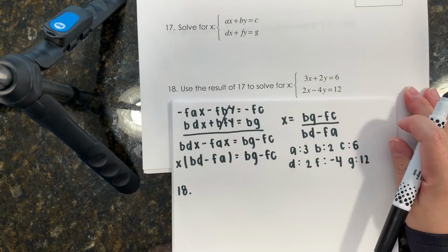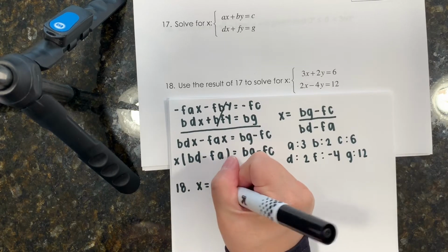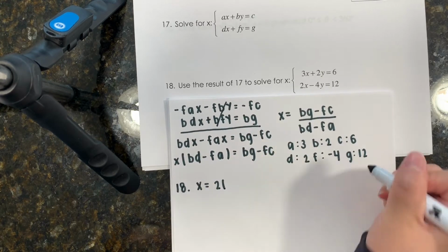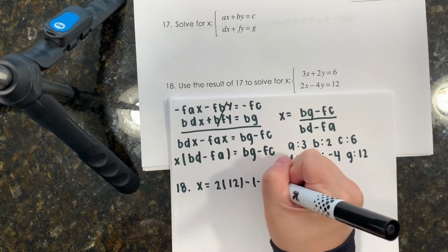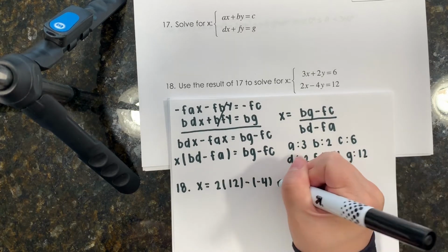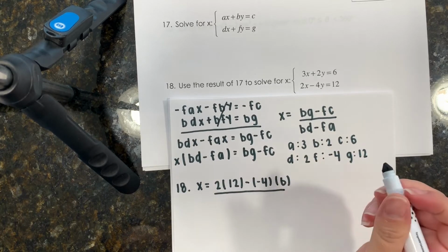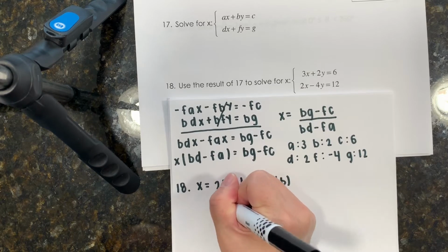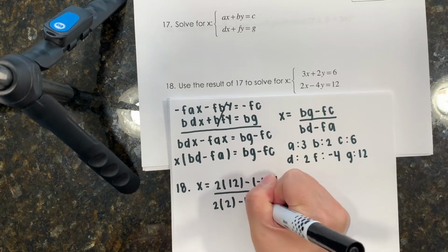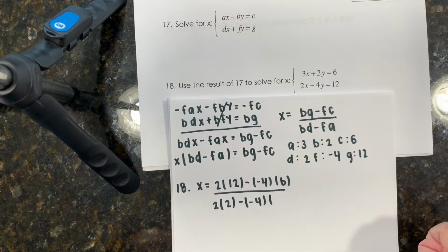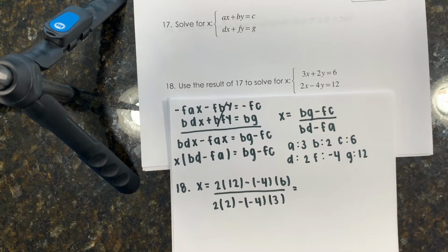So x will be equal to b, which is 2, times g, which is 12, minus f, which is -4, times c, which is 6, over b, which is 2, times d, which is 2, minus f, which is -4, times a, which is 3. Now all I need to do is simplify that.